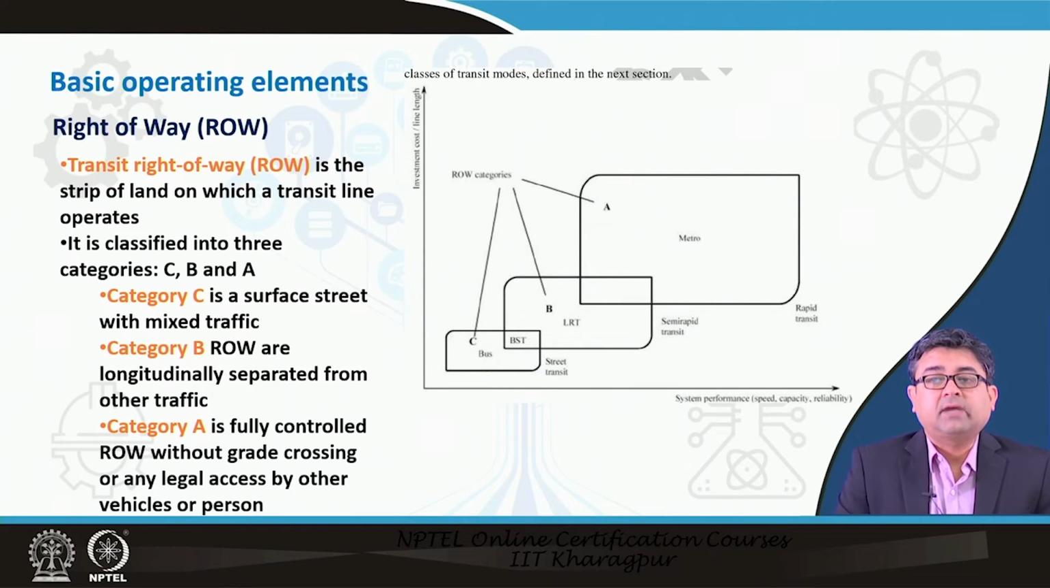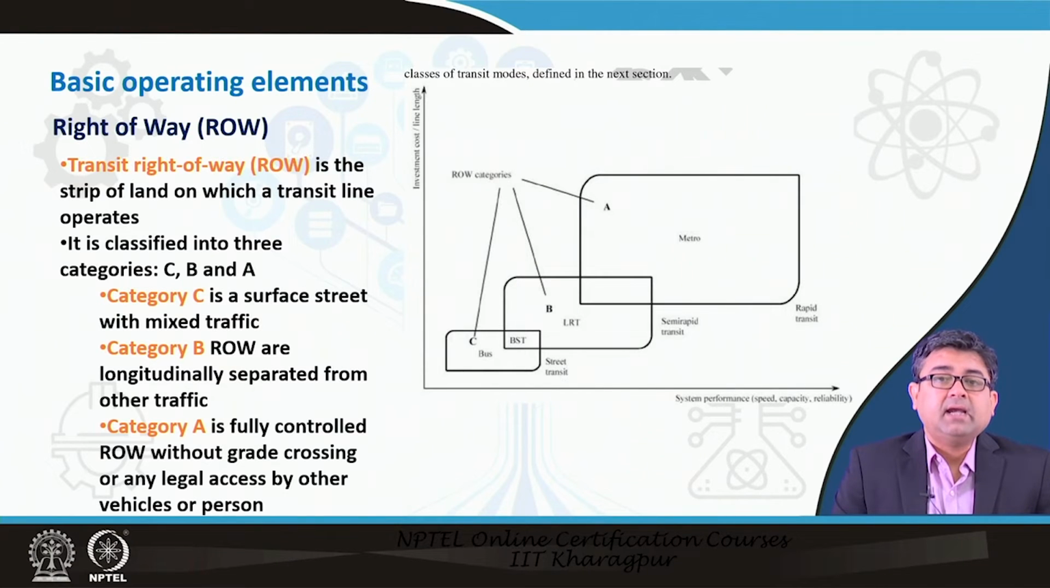If there is that kind of right of way, then we say that this is a category C right of way. Whereas, when the right of way is longitudinally separated from other traffic, we call it category B. What do we mean by longitudinally separated? Maybe there is a median on which a public transportation line runs. The median is separated from the adjacent vehicular traffic by some sort of tree line or a different pavement type, but the transit line is still running on the surface. Such right of ways are categorized as category B right of ways.